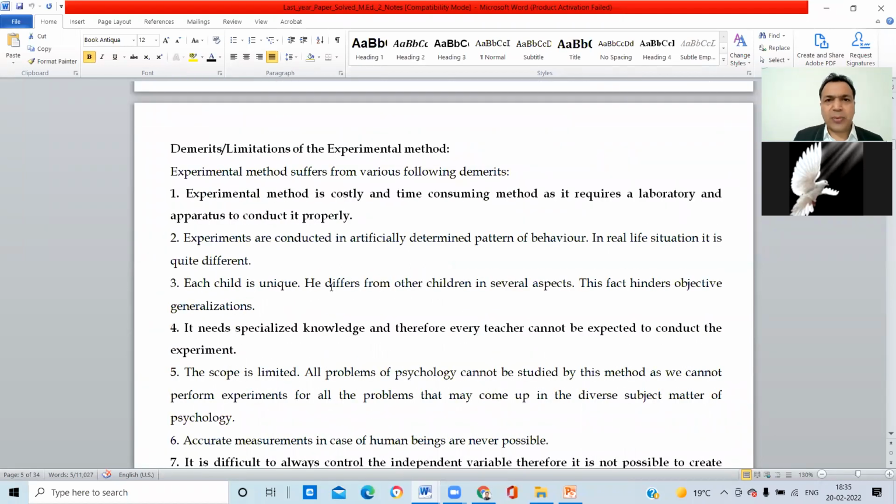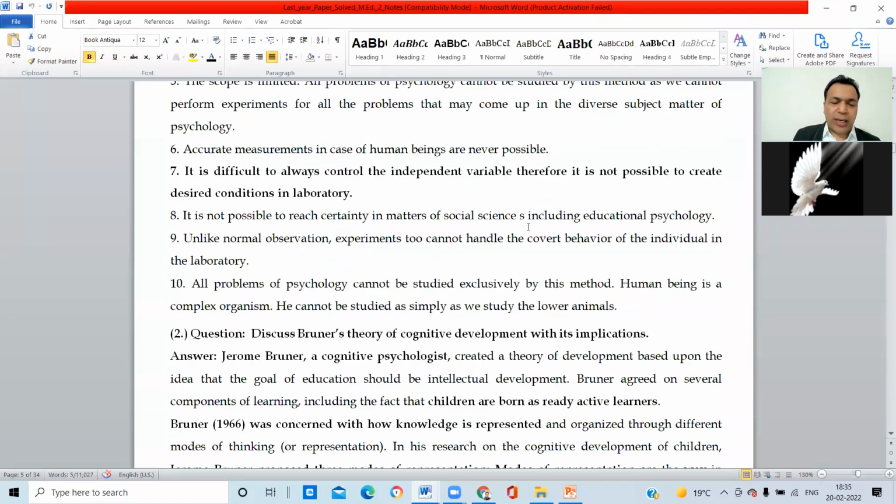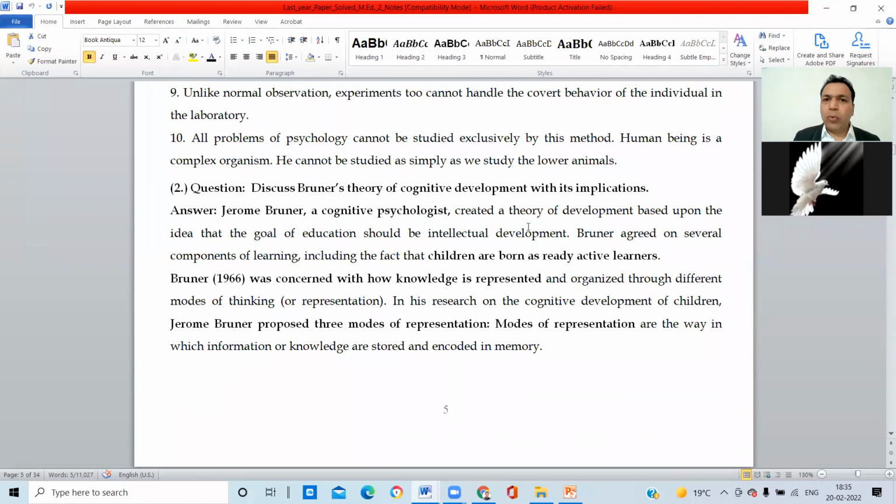Then what are the demerits? This method is costly and time consuming, and it is always conducted in the laboratory. There is a need of a laboratory, there is a need of equipment, these are all the demerits of the experimental method. You have to write 8 or 10. These four things are asked by the examiner.